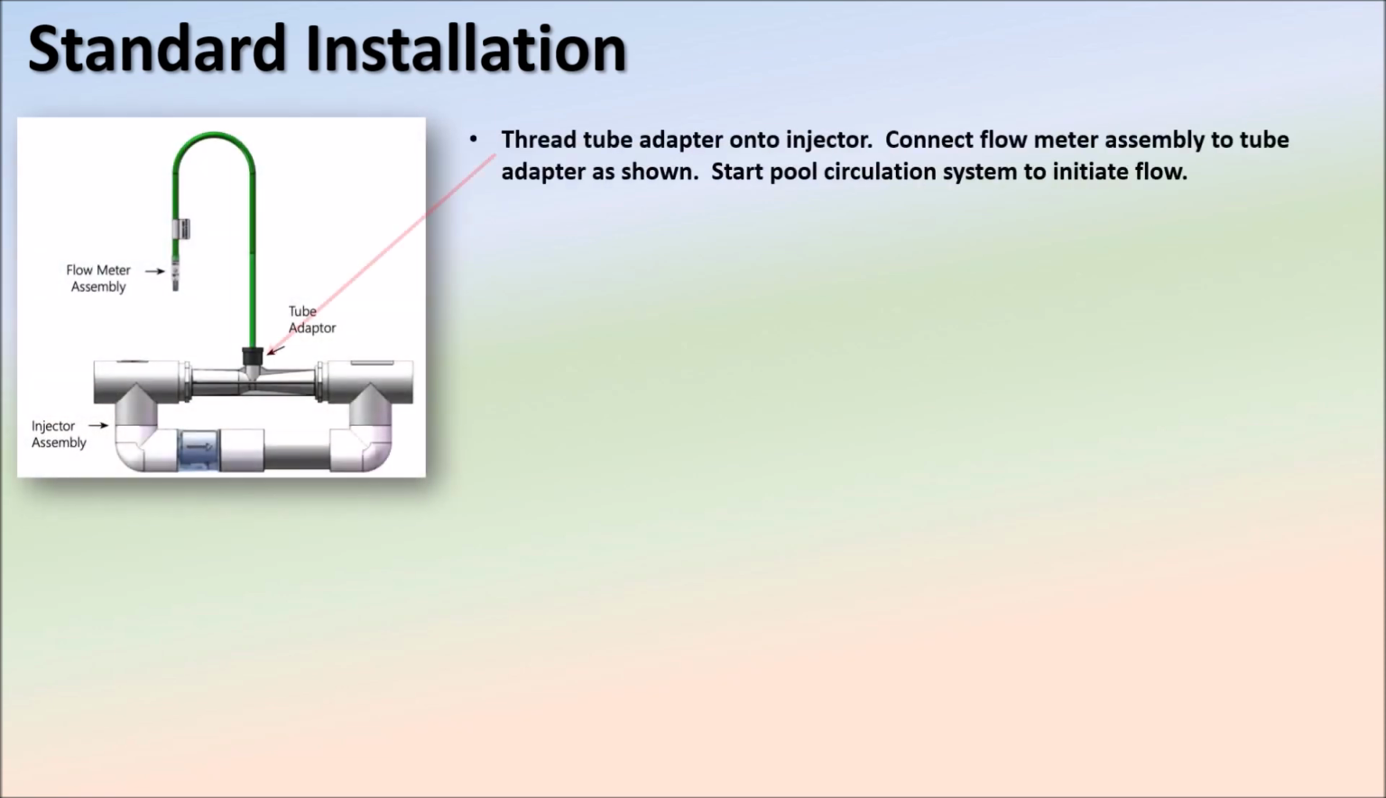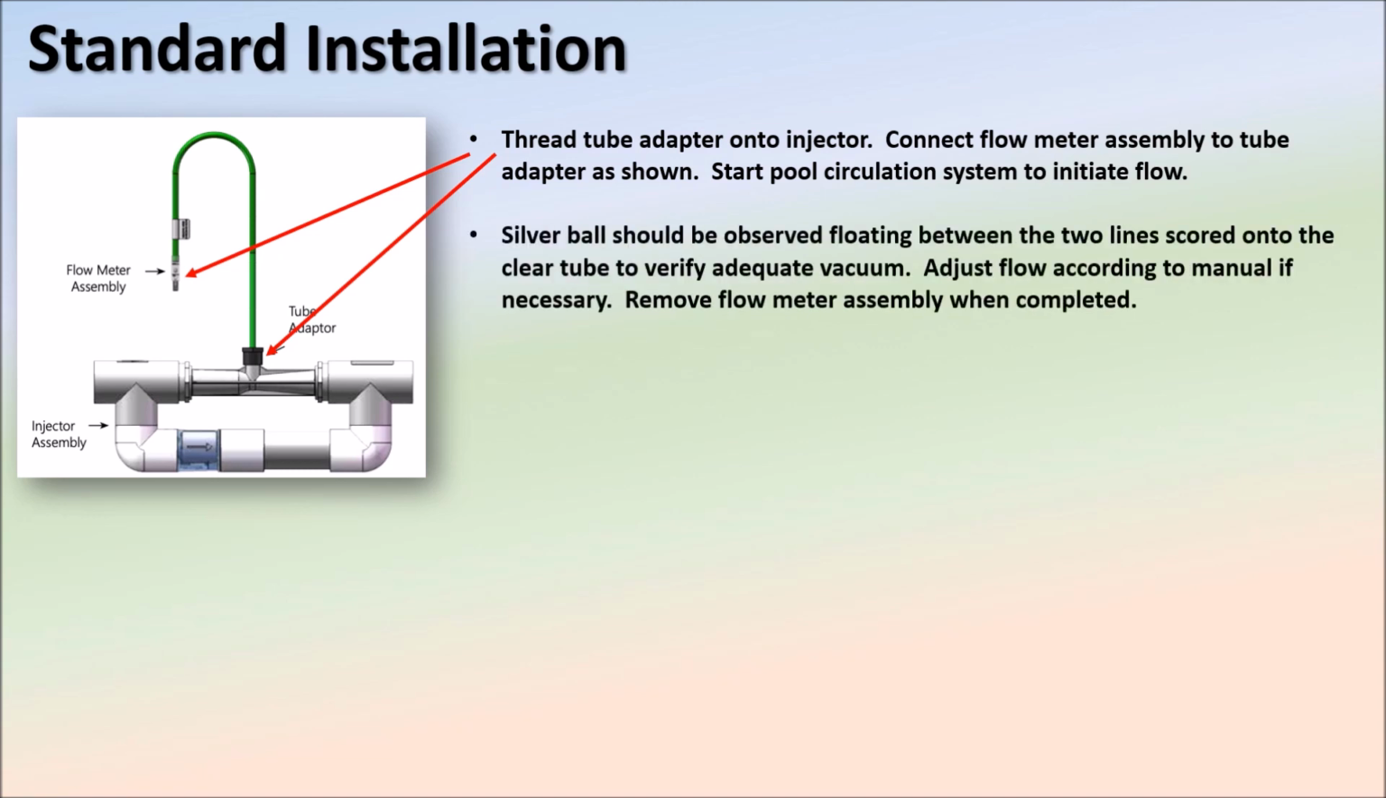Once the EC Series ozone unit is mounted and wired and the plumbing is completed, thread the tube adapter onto the injector as indicated. Then, connect the flow meter assembly to the tube adapter and hold it with the flow meter itself in an upright vertical position. Start the pool pump to create flow through the system. The silver ball inside the flow meter should be located between the 2 scored lines on the clear plastic body of the flow meter itself. If necessary, refer to the manual for instructions on how to adjust for proper flow rates.